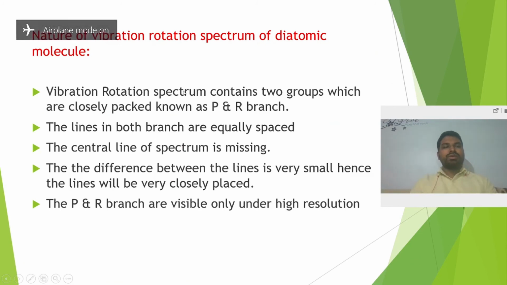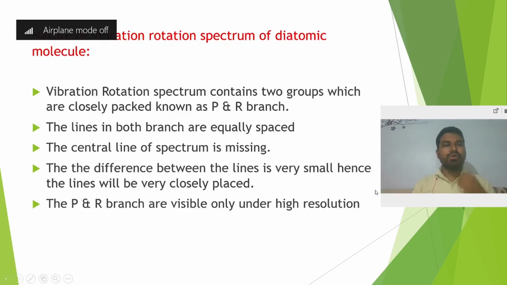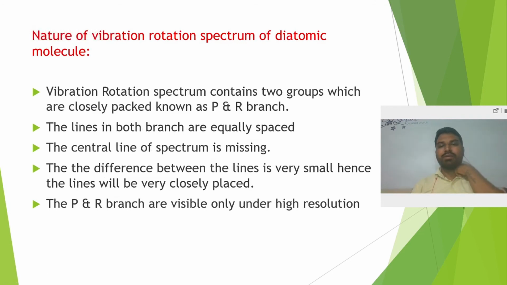Now, what is the nature of the vibration-rotation spectrum of a diatomic molecule? The vibrational-rotational spectrum contains two groups of lines, which are closely packed, known as the P and R branches. The lines in both branches are equally spaced. The central line of the spectrum is missing. The difference between the lines is very small, hence the lines will be closely packed. The P and R branches are visible only under high resolution. These are the nature of the vibration-rotation spectrum.